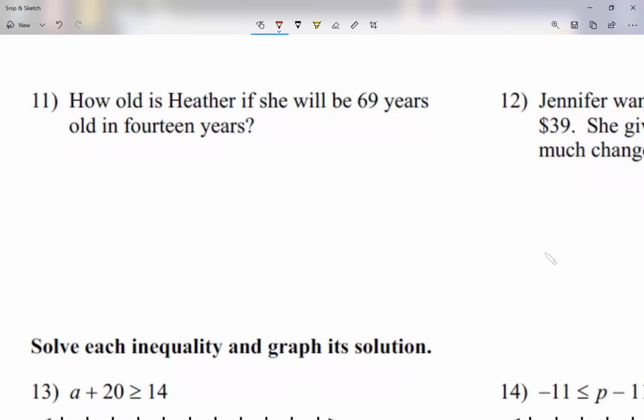How old is Heather if she will be 69 years old in 14 years? So I'm going to say Heather. I don't know her age. So Heather right now, it's age. That's her age. I'm going to use Heather in 14 years. So from now, right? Age is how old is she now? In 14 years, so plus 14, she's going to be equal to 69. Right? She will be 69 years old in 14 years. So her age now plus 14 is equal to 69.